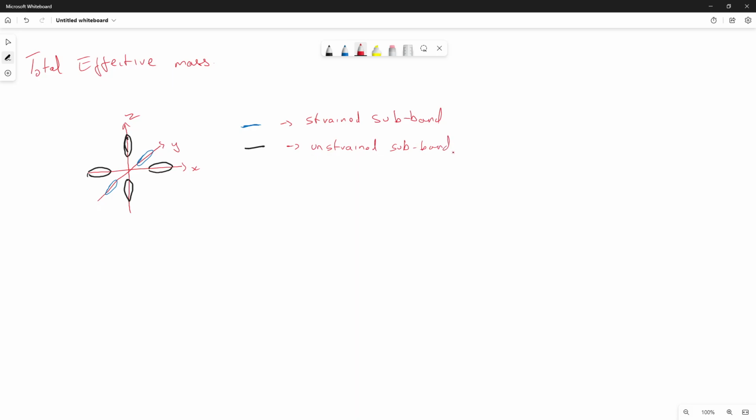Okay, so now essentially, which direction is the electron moving from the source to drain? Unstrained. Yes, so they are moving in the XZ direction. So these are called the longitudinal bands. And this is called transverse, that is, perpendicular to the channel.